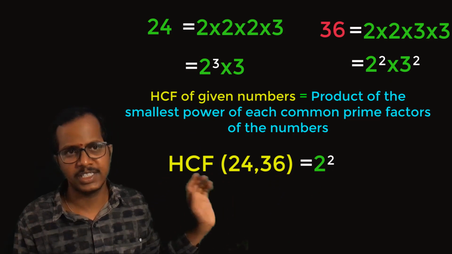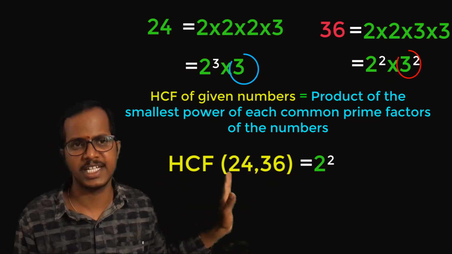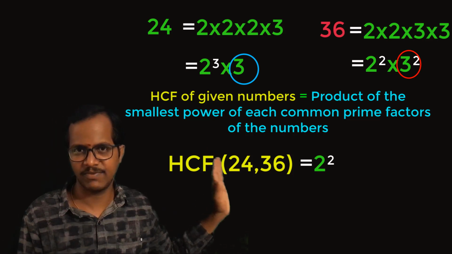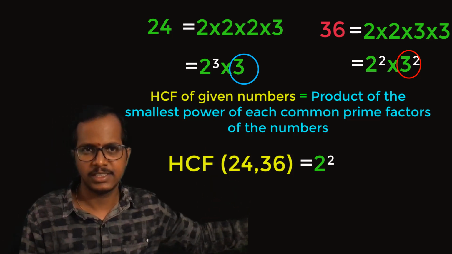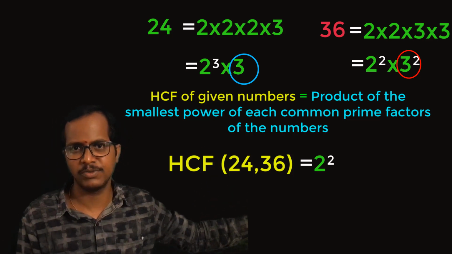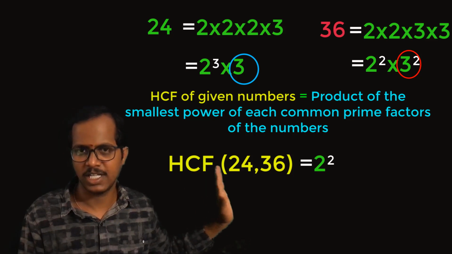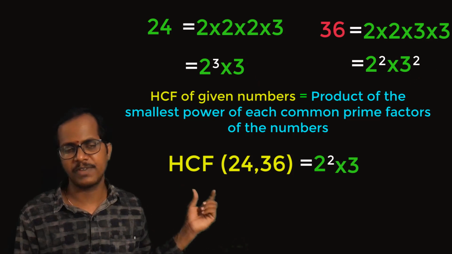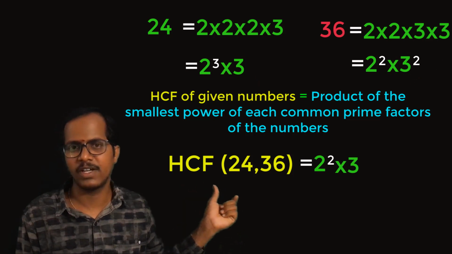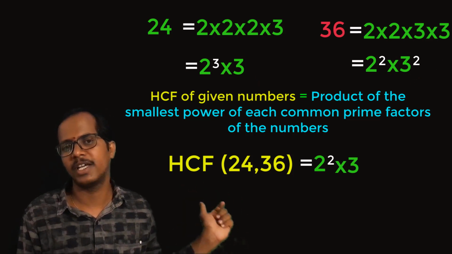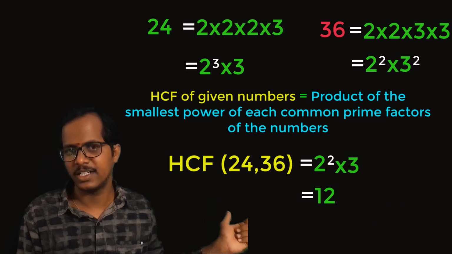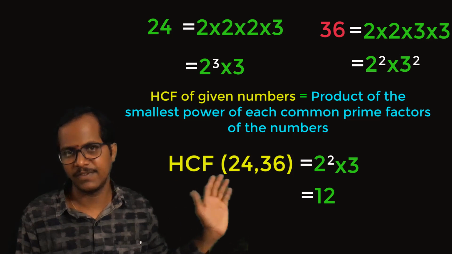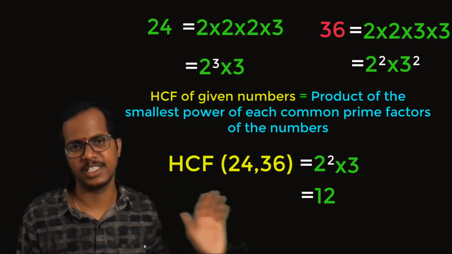And also, what is the other common factor in both the factorizations? That is 3. And if we observe, in the first factorization we have 3 power 1. In the second factorization we have 3 power 2. Where 3 power 1 has the smallest power, so we need to consider 3 power 1. So now what we get? 2 power 2 into 3 power 1. By multiplying this we get 12. So 12 is the HCF of the given two numbers 24 and 36.